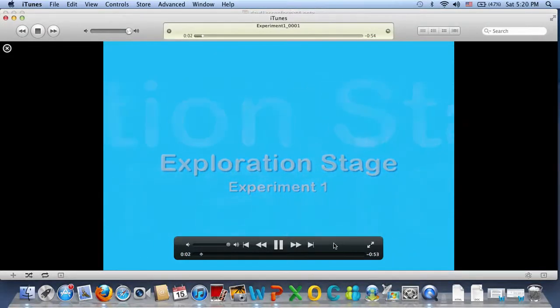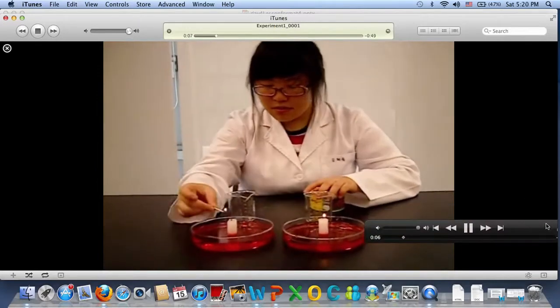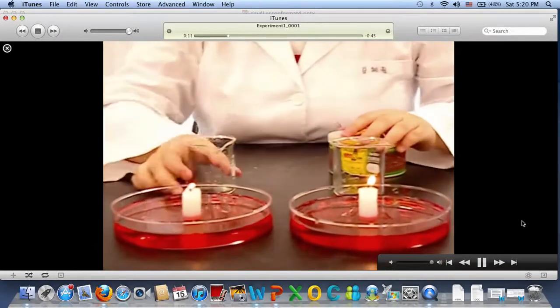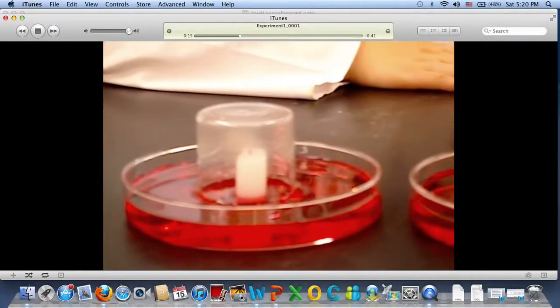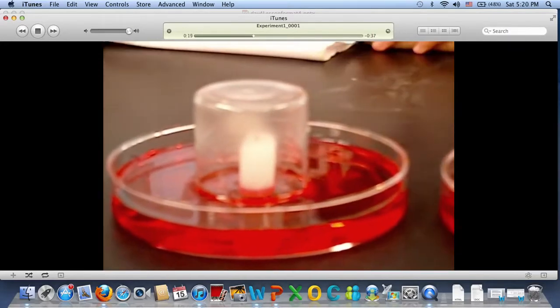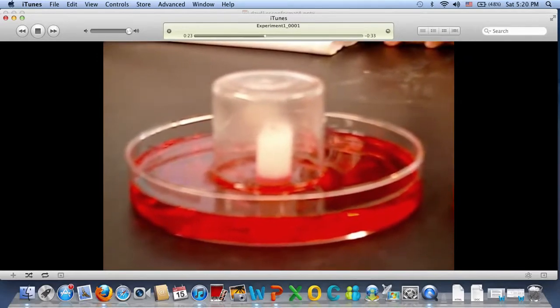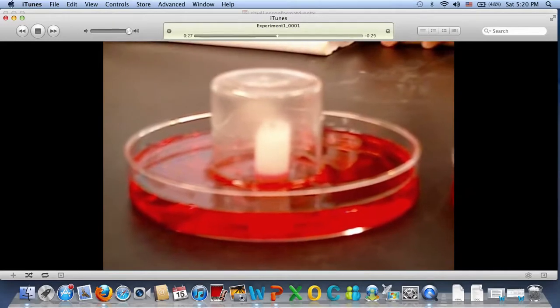Okay, this lady lights up two candles and then covers one of them. The fire goes out, and then water goes into the beaker. You will see the water level goes up and then stops there.